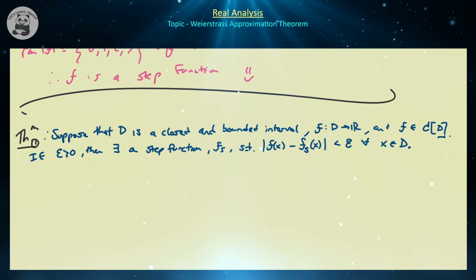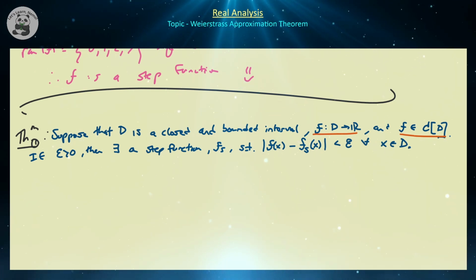Suppose that D is a closed and bounded interval. Let's assume that f has a domain of that closed and bounded interval, and let's also assume that f is continuous on that domain. One of the previous theorems that we had before is if we do have a continuous function on a closed and bounded domain, this function is also uniformly continuous on that interval. So that's actually pretty interesting.